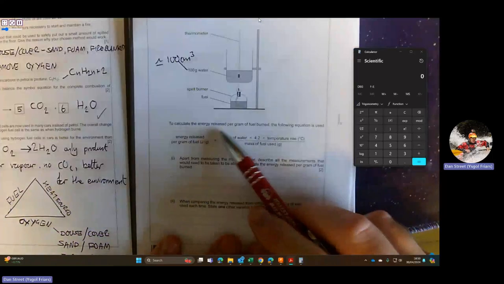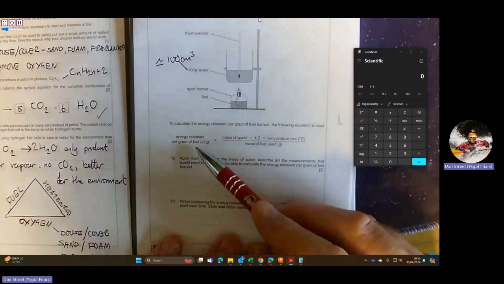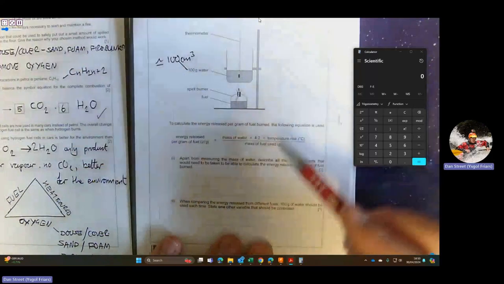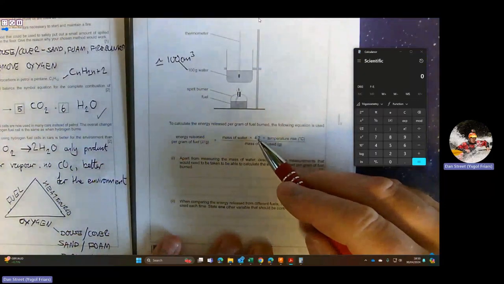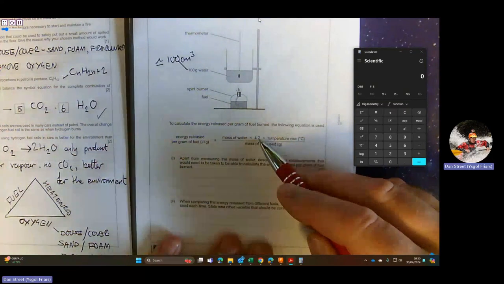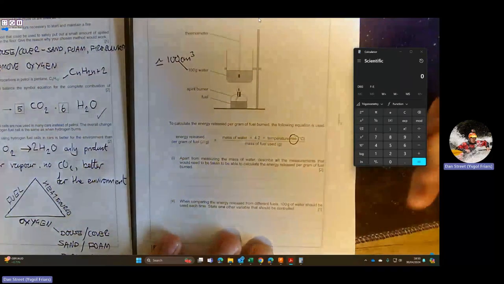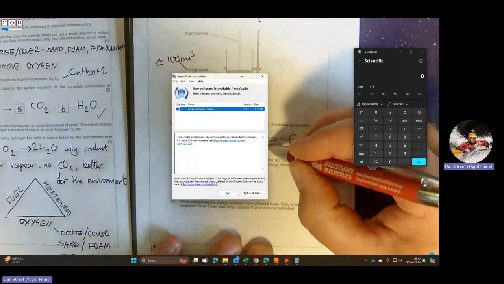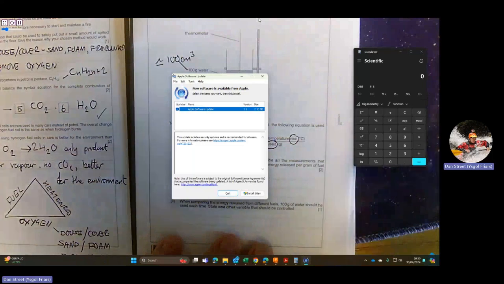So to calculate the energy released per gram of fuel burned, the following equation is used. The amount of energy is the mass of water, which is given to you in the question, times 4.2, which is a magic number. It's the specific heat capacity of water, but you don't need to know that. You just need to make sure you include it in your calculations. Multiplied by the temperature rise. It's not the temperature, it's the rise in temperature, and the mass of fuel used. You need to be careful with those two, that you understand how to get hold of them.